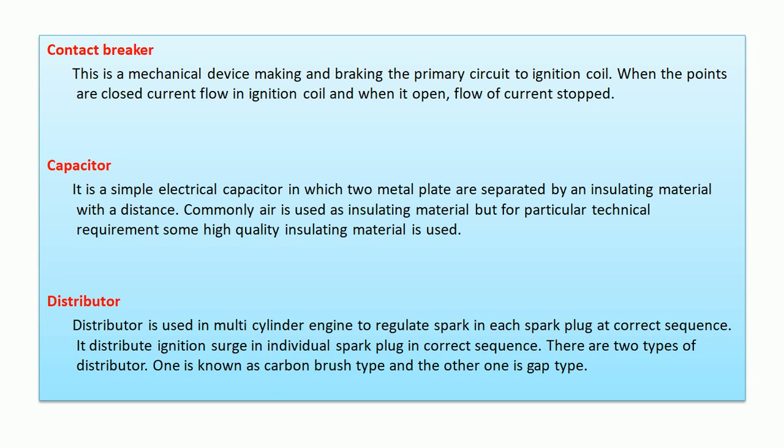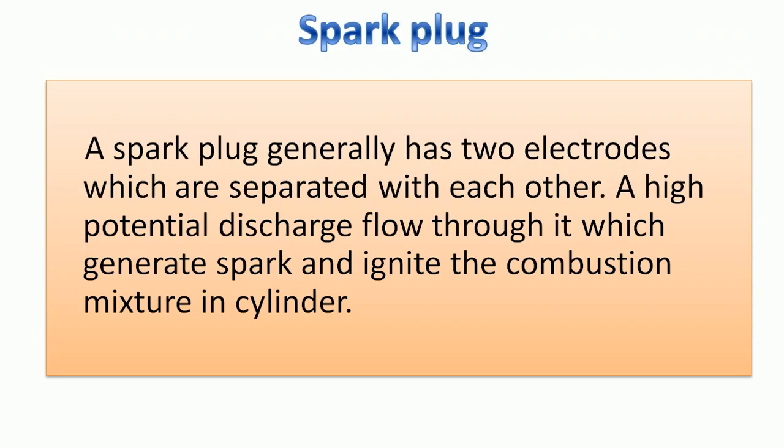There are two types of distributor. One is carbon brush type and another is gap type. After this we will discuss the spark plug. So what is a spark plug? To ignite the fuel, a spark plug generally has two electrodes which are separated from each other. A high potential discharge flows through it which generates a spark and ignites the combustion mixture in the cylinder.